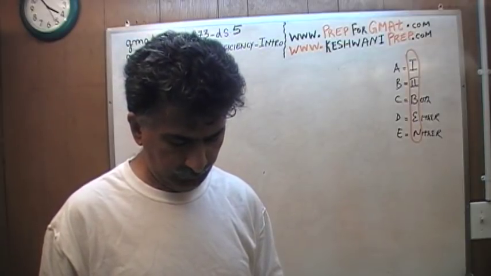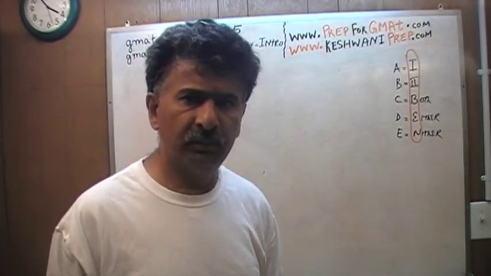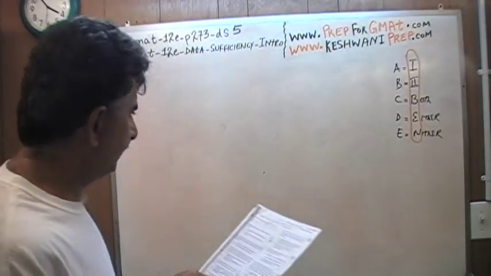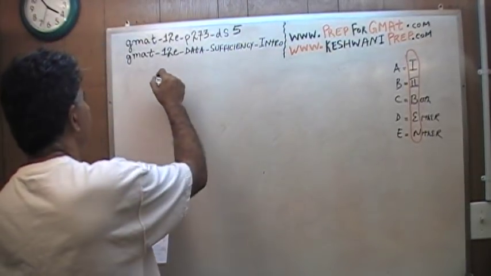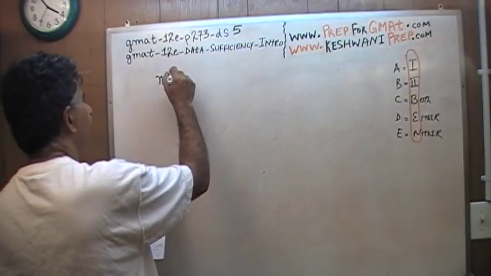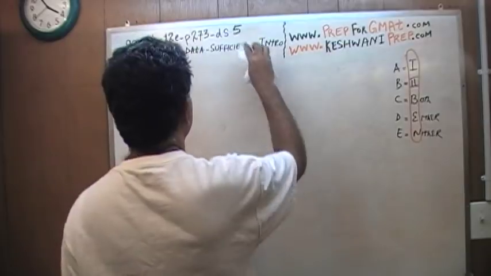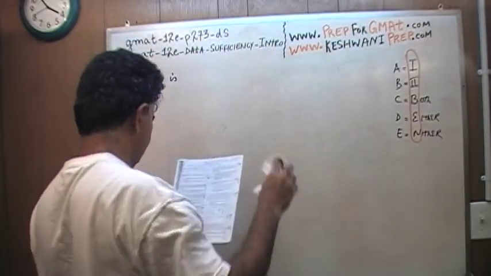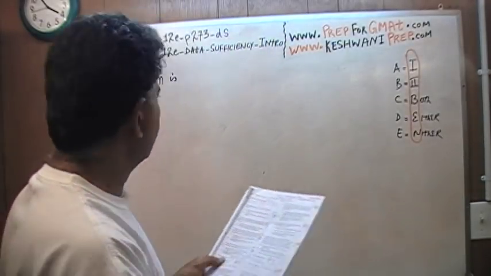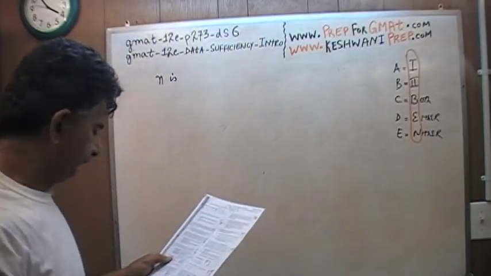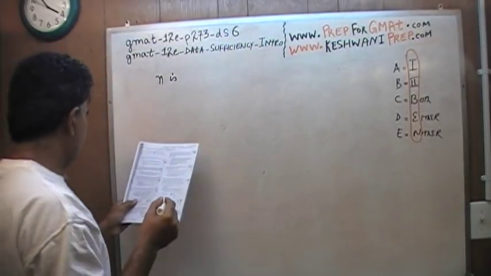That's all. Number 6 is actually quite a straightforward, simple problem. And number 6 is what we're doing here, not number 5. Number 5 is over and done with. Number 6. They're telling you that n is an integer.